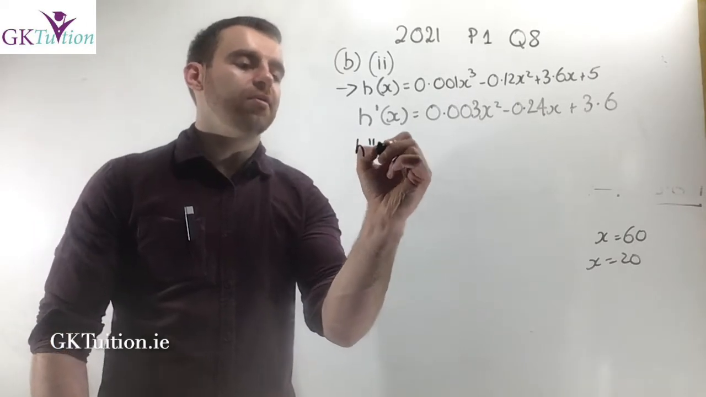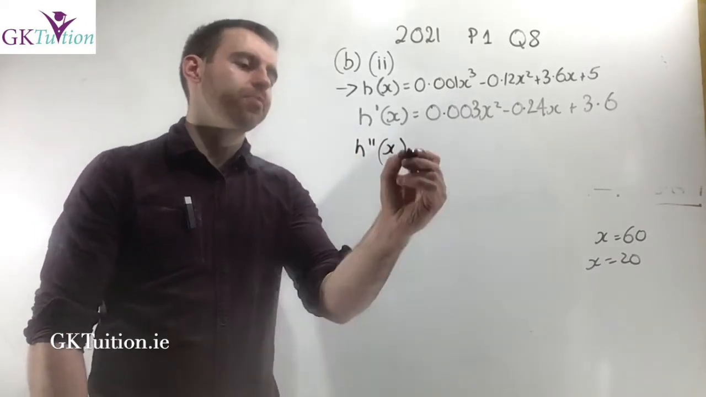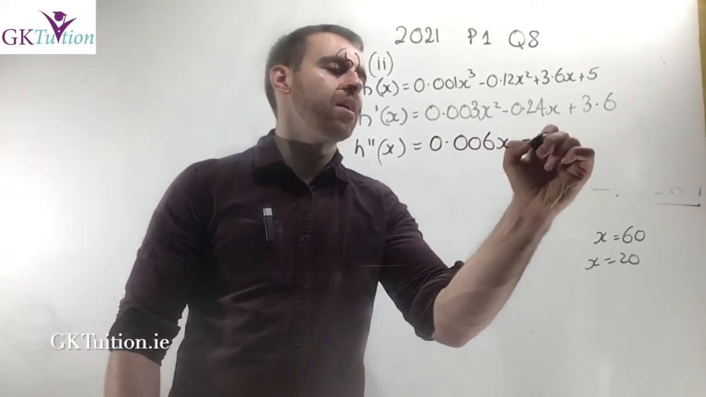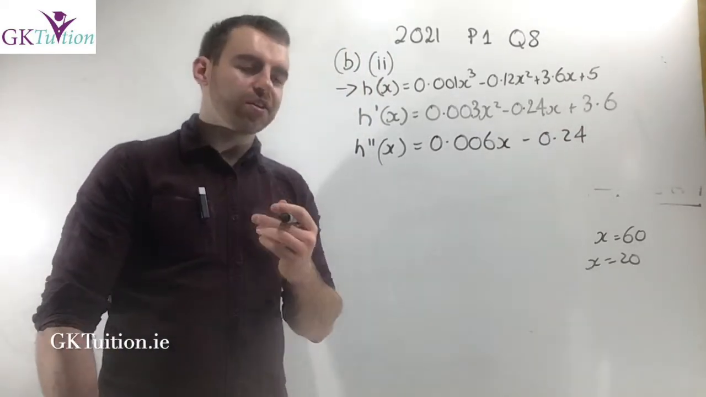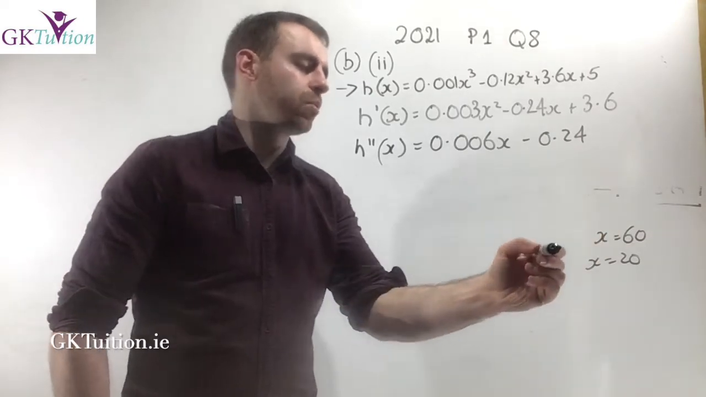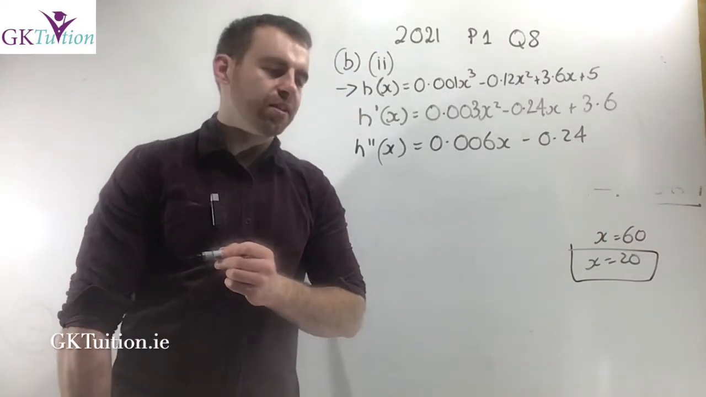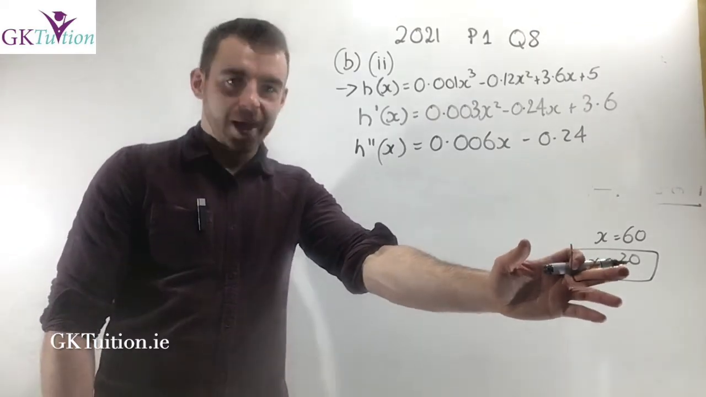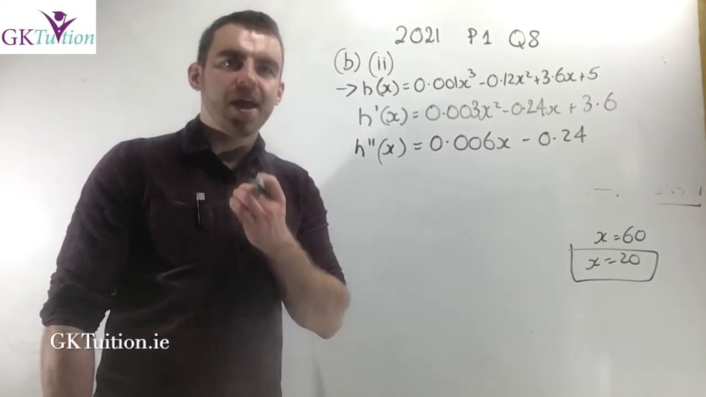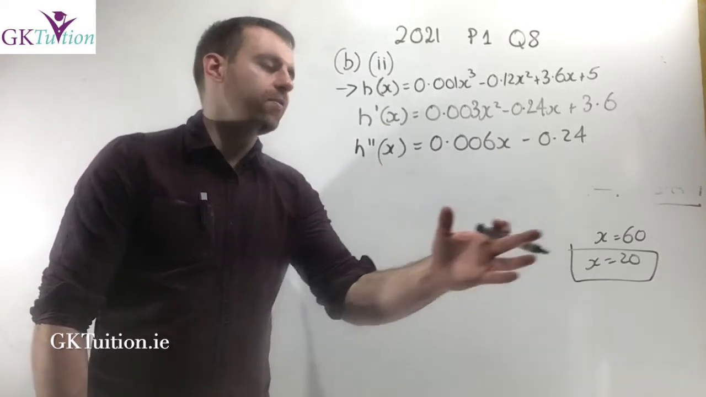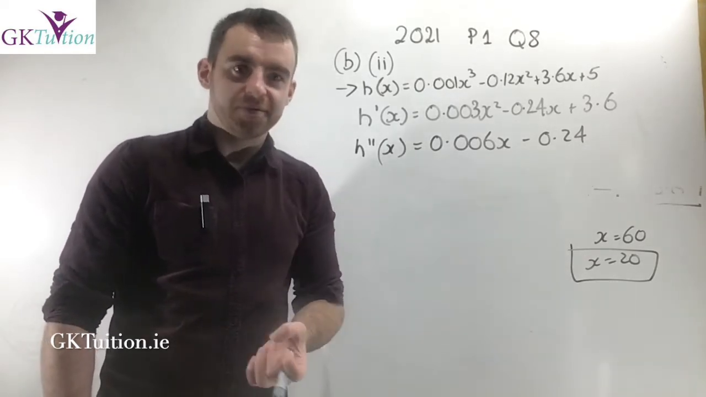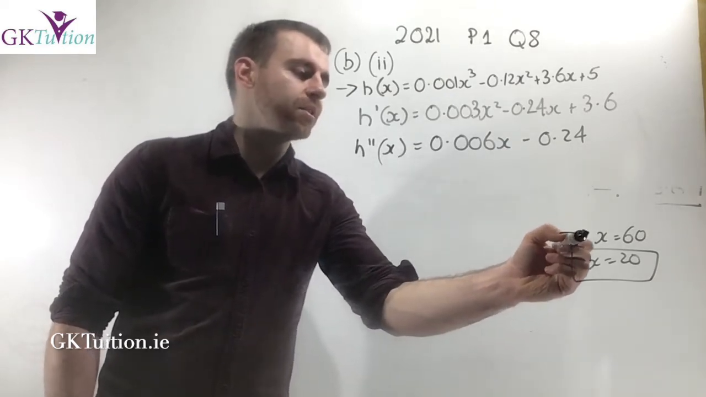In order to do that, the first thing we'll do is get our second derivative. The second derivative in this case would be 0.006x minus 0.24. So that's our second derivative. Now, we know that a turning point exists when x equals 60 and when x equals 20. But let's focus on the one for x equals 20 at the moment. If this is a maximum point, then that means we'll sub in x equals 20 into our second derivative and we'll end up with a negative value. If you end up with something negative, then that means it's a maximum. If you end up with something positive, that means it's a minimum. So in this case, x equals 60 is the minimum.